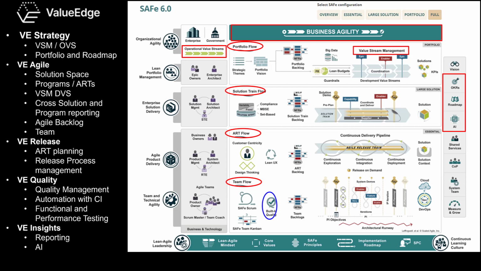ValueEdge strategy is the module that defines the value streams, either as operational value streams or development value streams that will be later managed in ValueEdge Agile. And it's in charge of all the portfolio level capabilities, including roadmapping. By the way, our solution, the ValueEdge solution, is being adopted as the software development solution in OpenText, starting with roadmapping, continuing with the agile execution, but first and foremost, aligning with the strategy of the organization.